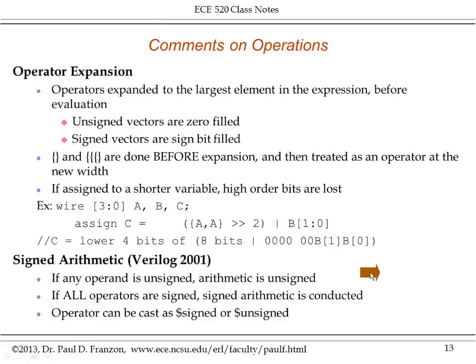In general, in signed arithmetic in Verilog, if any of the operators are unsigned, then the arithmetic is unsigned. If all of the operators are signed, then you do signed arithmetic. And you can cast a variable to be something different by putting $signed or $unsigned in front of it. But of course, when you do addition and subtraction, it doesn't matter whether you think of it as unsigned or signed. It does 2's complement calculations for the subtraction. And then it's up to you whether you want to interpret that as a signed variable or not.